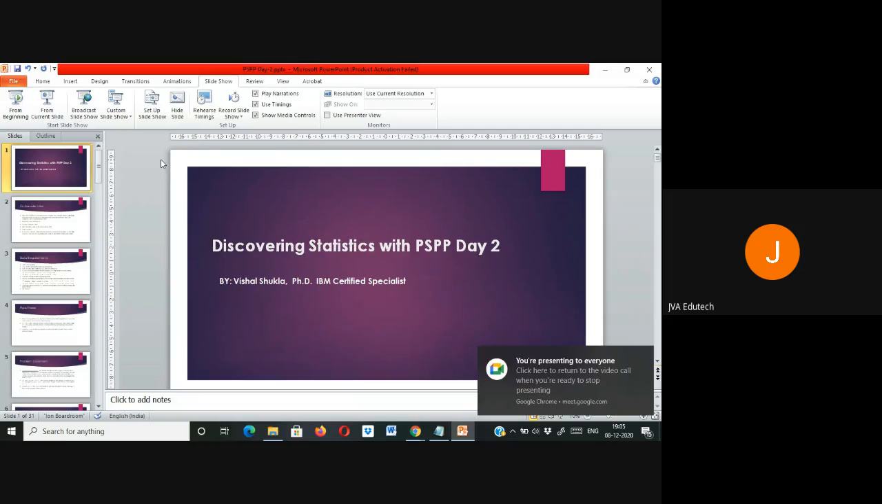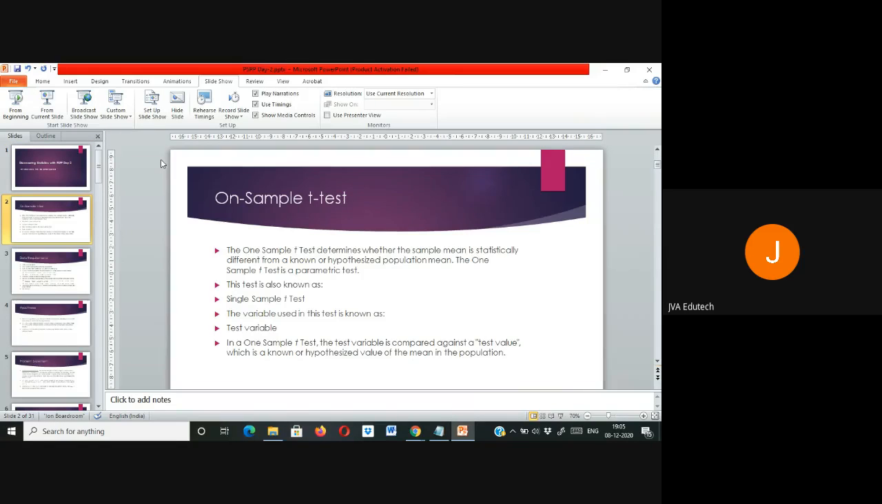So I hope this slide is visible to you clearly. So the first test of comparison of means is the one sample t-test. This one sample t-test determines whether the sample mean is statistically different from a known or hypothesized population mean or not.